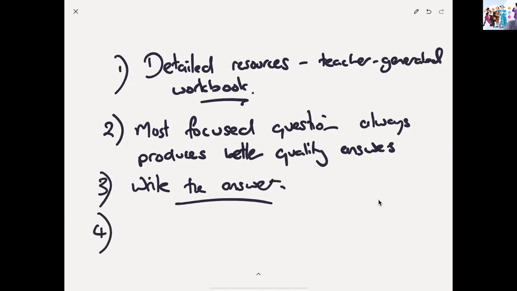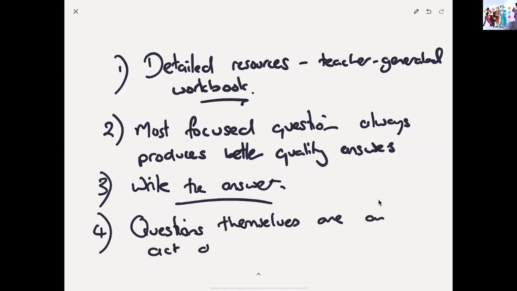And number 4, I think, and this is important, questions themselves are an act of communication.